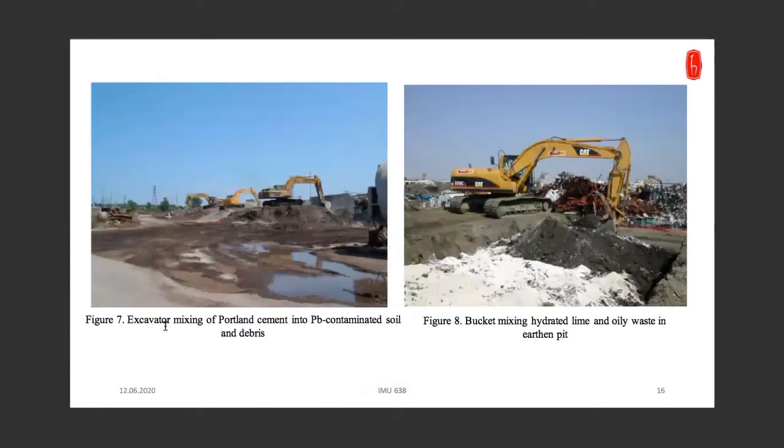They are just using the excavator, mixing the Portland cement with lead contaminated soil or debris. Also, bucket mixing hydrated lime with the oil waste. You are basically mixing the contaminants and the reagents. Whichever kind you want to use, you can use wet mixing, or you can also use dry mixing.